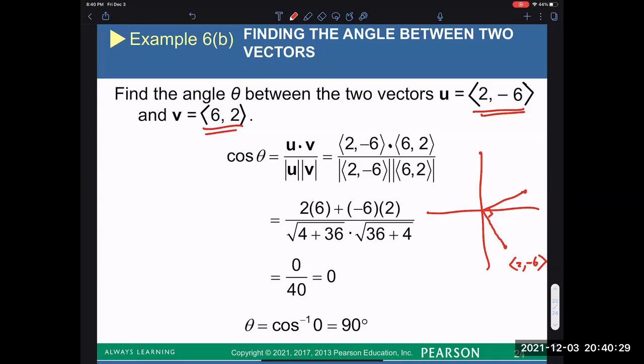But you can confirm that by plugging those vectors into the formula we just did. And when you do this arithmetic, especially because of the dot product in the top, you get a 0 for the dot product in the top. So then the magnitude of the vectors on the bottom doesn't matter. 0 over any number is going to give you 0, as long as the bottom's not 0. And the inverse cosine of 0 is 90 degrees. So that confirms that there's a right angle between these two vectors. So this is a nice example, 6b, to illustrate that.